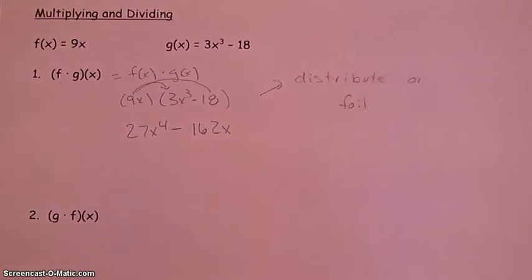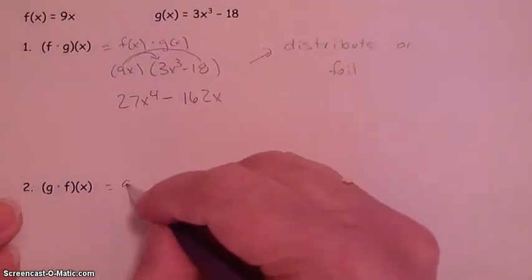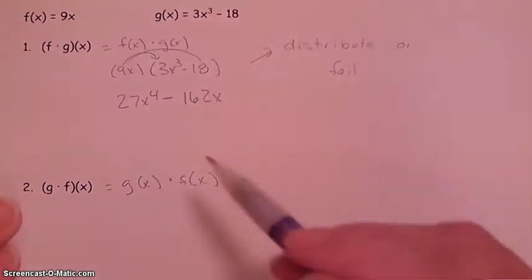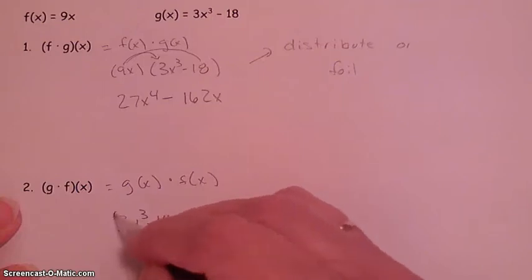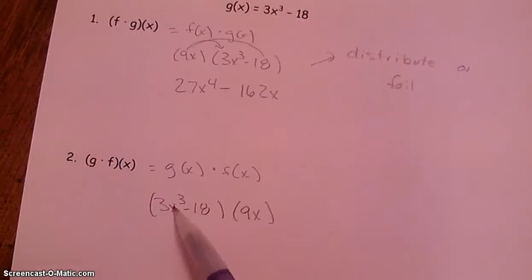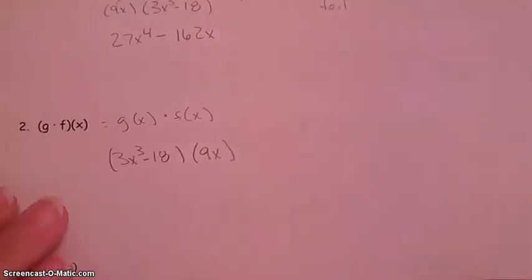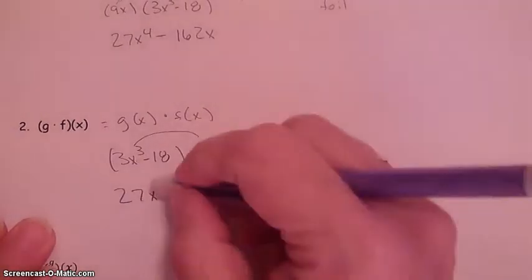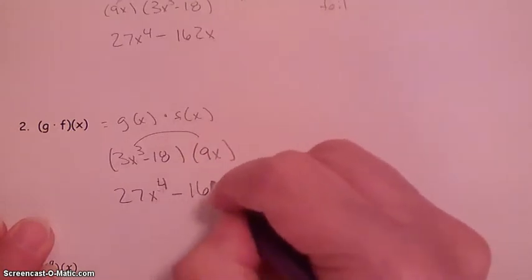Alright, so let's look at what happens if I do g times f of x. So same thing, this is going to equal g of x times f of x. Okay, using the same functions from the first one, I have g of x is 3x cubed minus 18 times 9x. Okay, I'm going to do the same thing. I'm going to distribute this way. We're going to have 3x cubed times 9x is 27x to the 4th. And then negative 18 times 9x is minus 162x again.